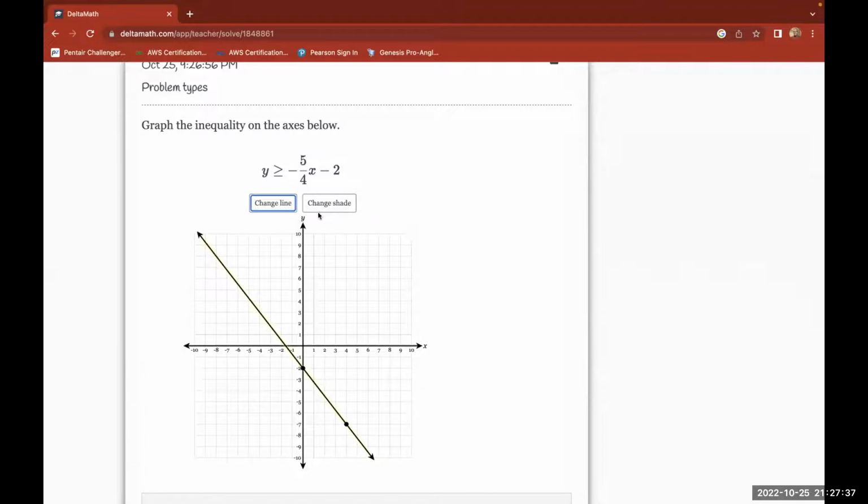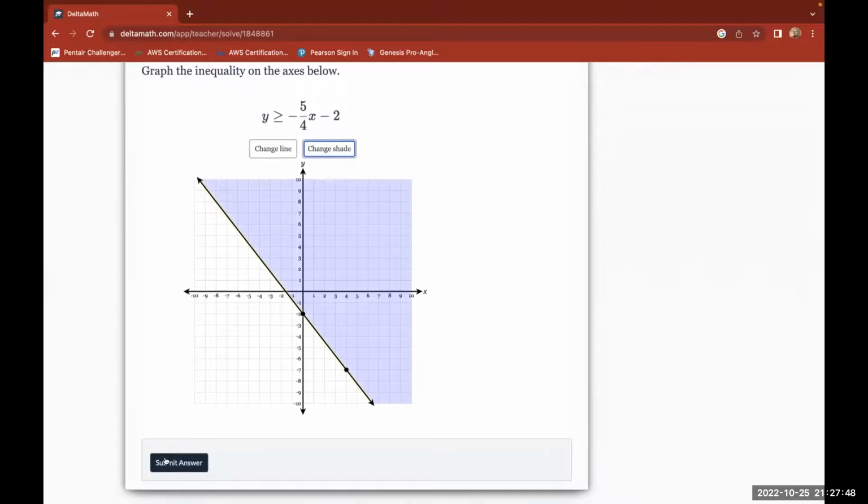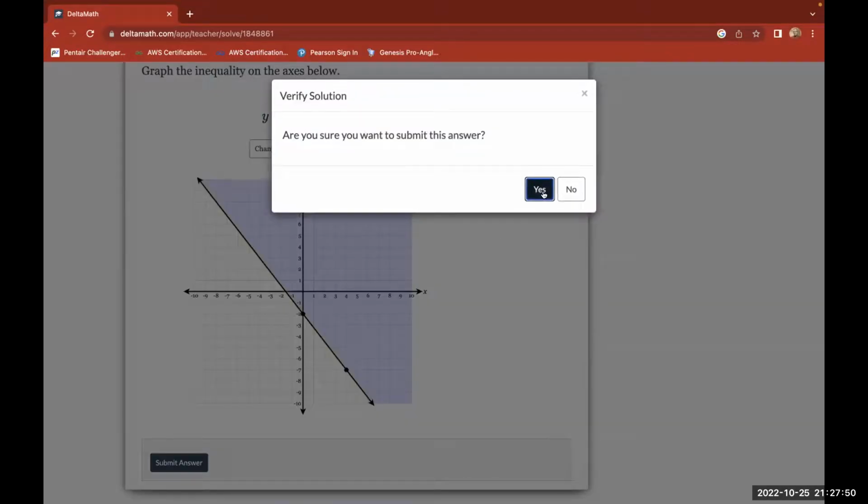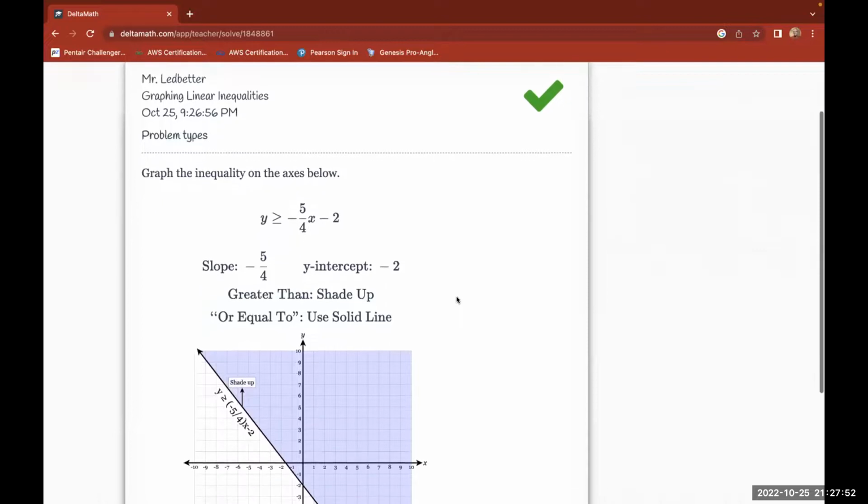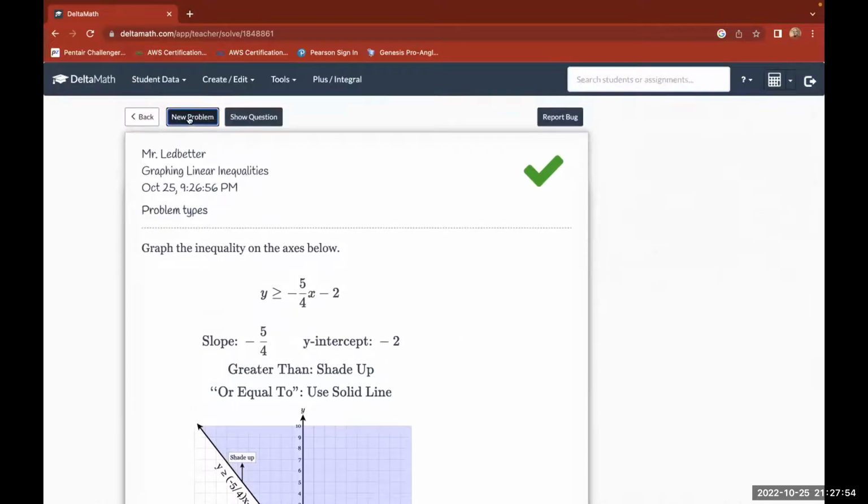The y is greater, so we want to shade above the line. So that would be it. But that's exactly the same problem that we just solved for. All right, and so we can test it and see if it worked. And we are right.